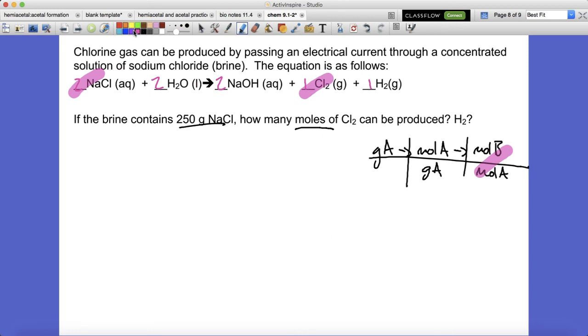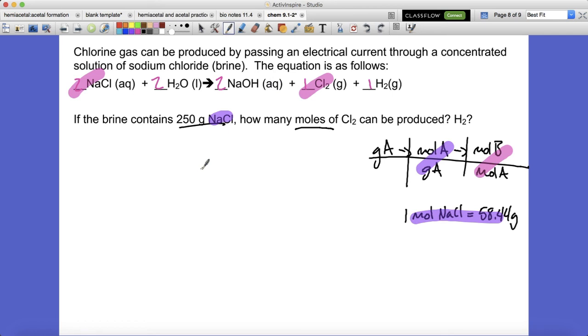I also need a molar mass, and that molar mass needs to be for substance A, for sodium chloride. So I need to know what the mass of 1 mole of sodium chloride is. I have to use my periodic table and add up those 2 pieces. Sodium plus chlorine gives me 58.44 grams. So I'm going to use that conversion factor in my work.